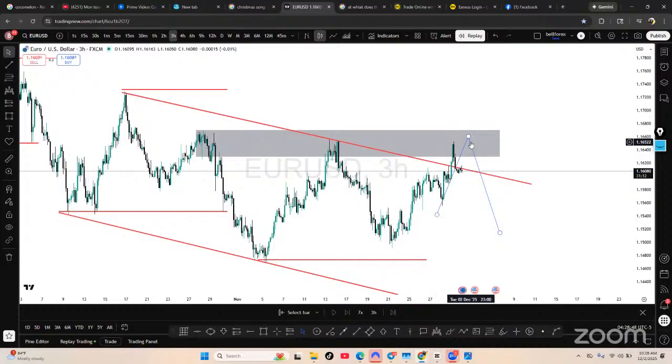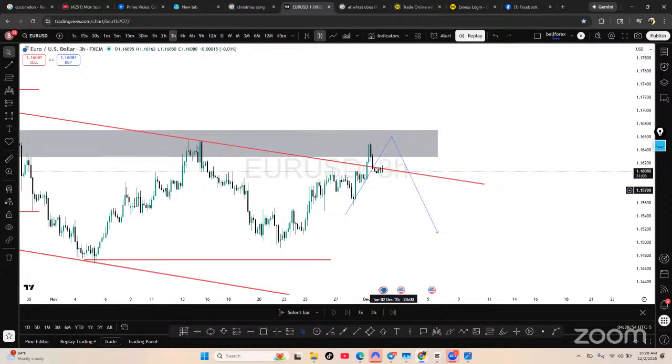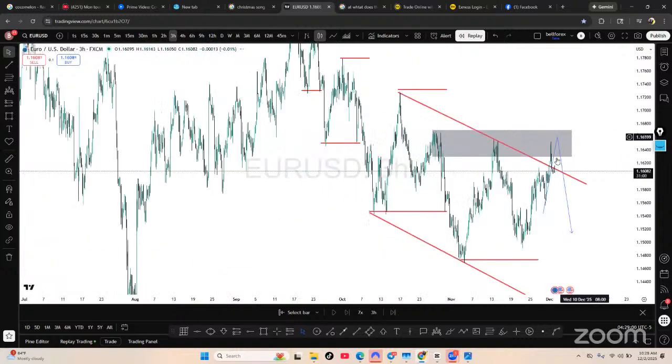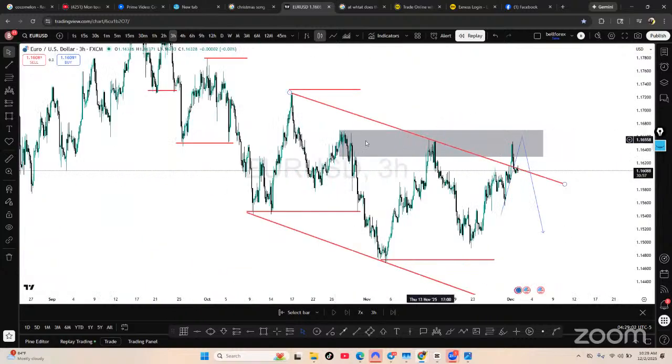So if at all, because we are looking further to buy this market even more because there's a lot of liquidity above the structures.